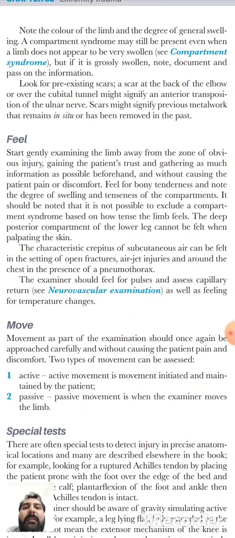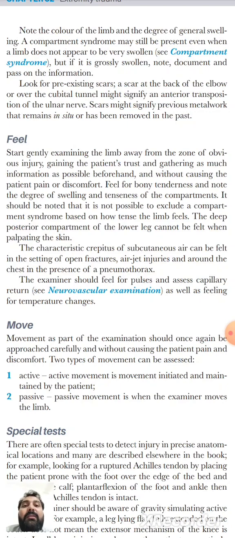Note the color of the limb and the degree of general swelling. The color is important, which indicates the perfusion of the limb. If the limb is pale, there is less perfusion or no perfusion, and if the limb is pinkish, there is good perfusion. And the degree of general swelling indicates the amount of injury, the severity of injury.